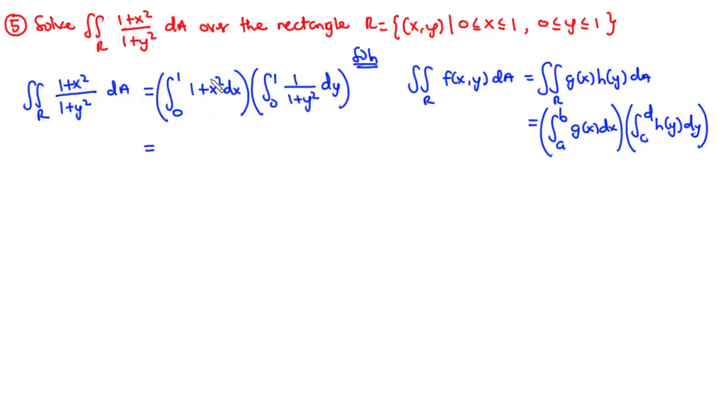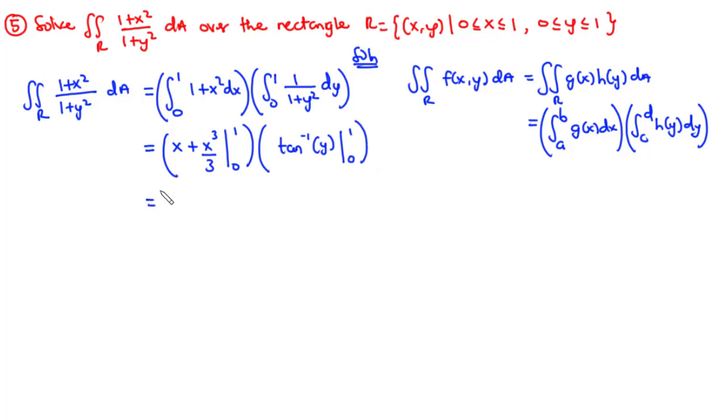Now let's proceed with the rest of the solution. So we are going to integrate this function with respect to x. We integrate 1, we have x, plus we integrate x squared, we have x cubed over 3. Lower limit 0, upper limit 1, all times we integrate this with respect to y. Now when you integrate 1 over 1 plus y squared, you are going to have tan inverse of y. So from 0 to 1.